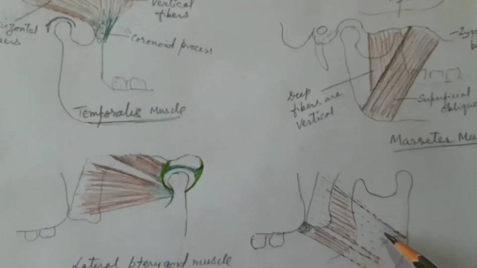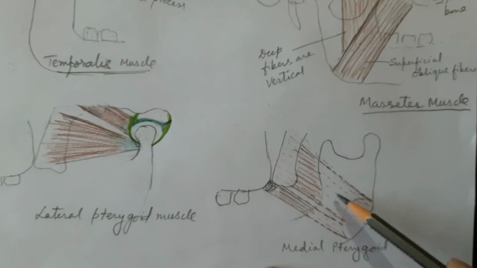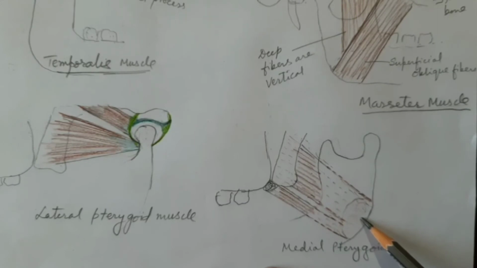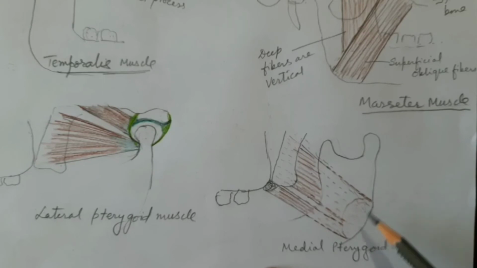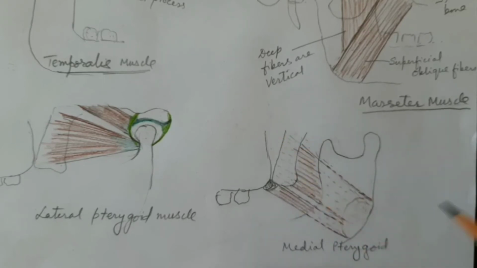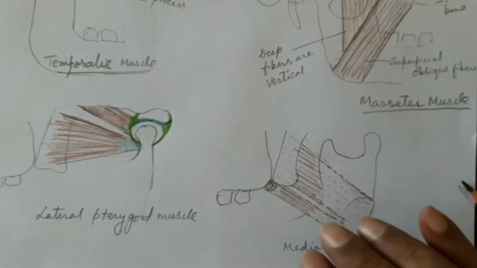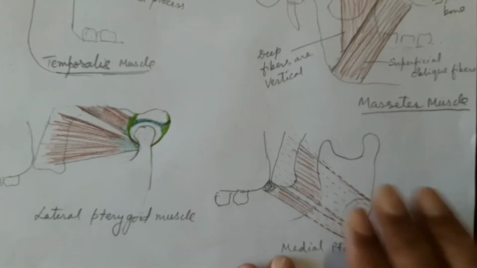See the direction of fibers of the medial pterygoid muscle. These fibers are going from above downward. So when they contract, the angle and the ramus of the mandible will be pulled up. So this will help in the closure.